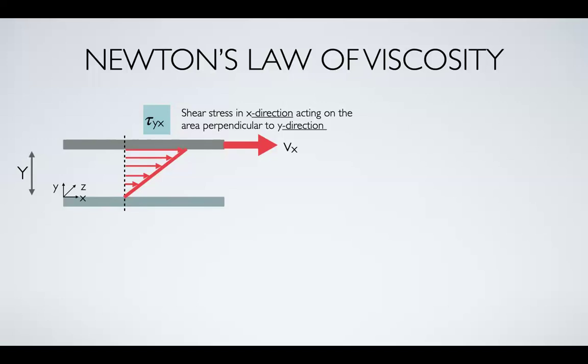Or you can say the other way is that the definition of tau yx is the velocity or momentum in x direction. Momentum is mass times velocity, right? So it's moving in x direction, and that is changing in y direction because the velocity is changing in y direction. Is that right?